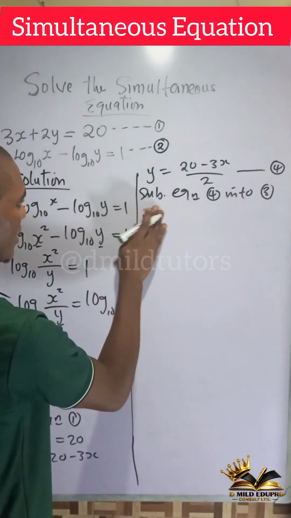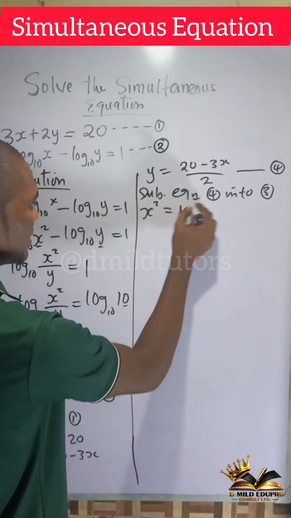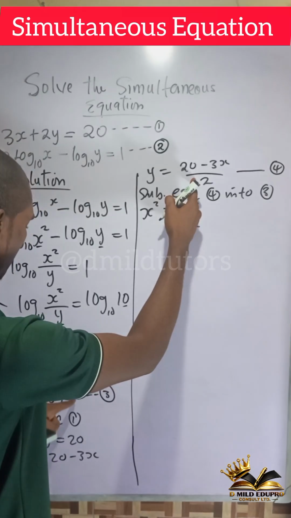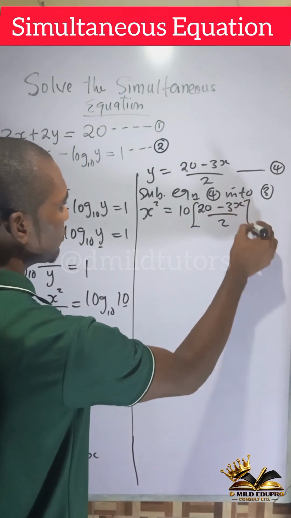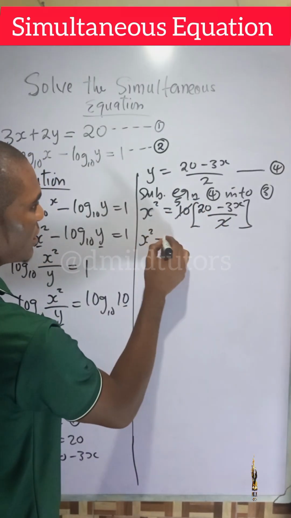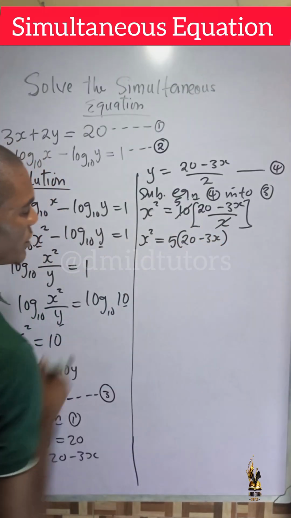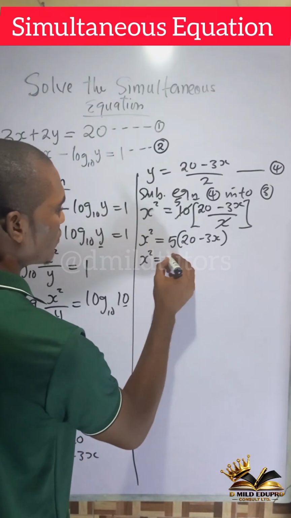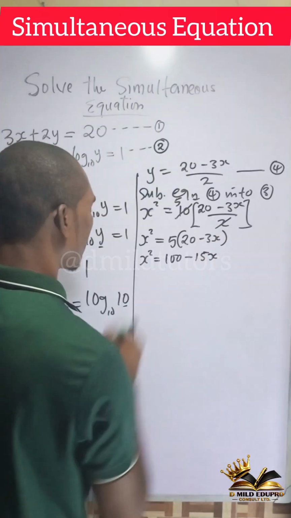Equation 3 says x raised to the power 2 is equal to 10 into bracket our y now, which is here. That's what we're going to put here, right? So that is 20 minus 3x over 2. This will go here, you have 5, right? So we have x squared equals to 5 times 20 minus 3x. So we can open this bracket further. We have x squared equals to 5 times 20, that is 100, minus 5 times 3x, that is minus 15x.